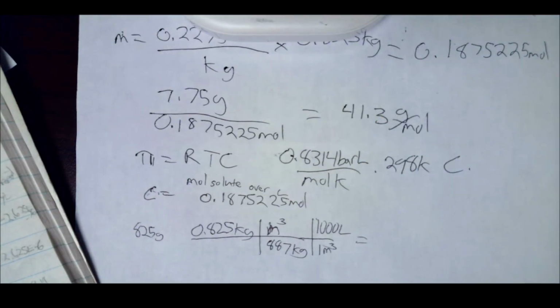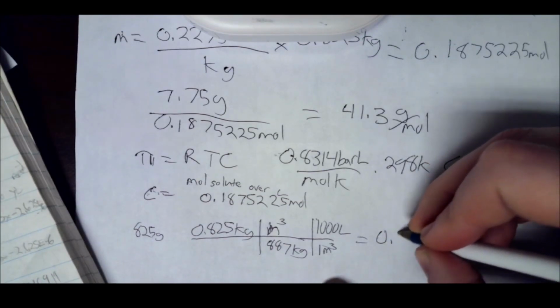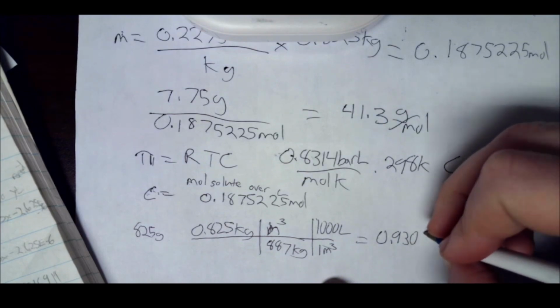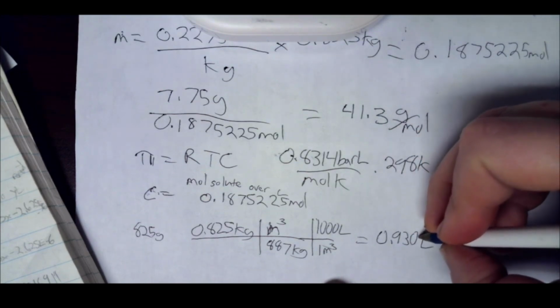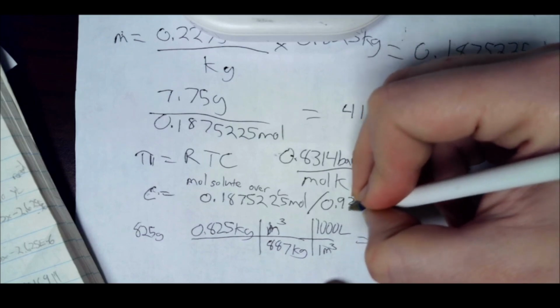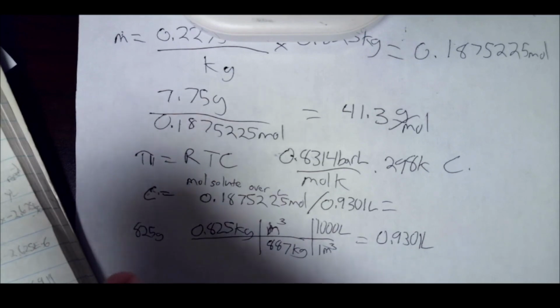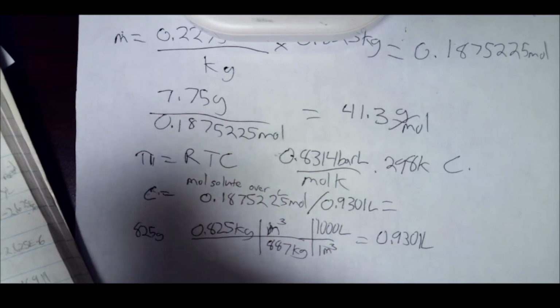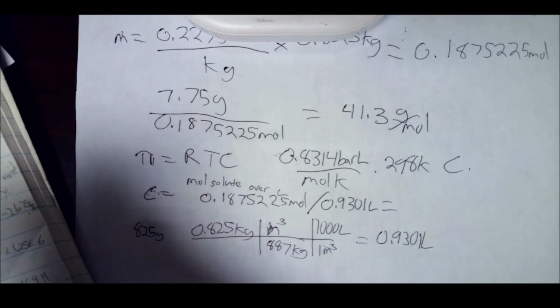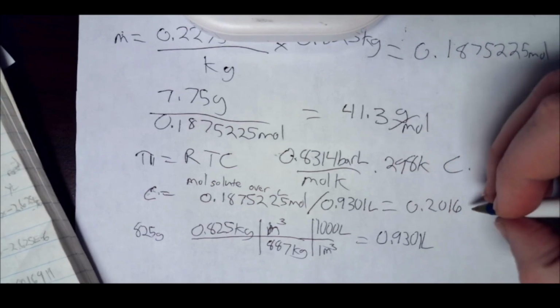So 0.825 kilograms divided by 0.887 kilograms per liter means we have a volume of 0.9301 liters. So our concentration is 0.1875225 divided by 0.9301 liters. Concentration is something like 0.20162.